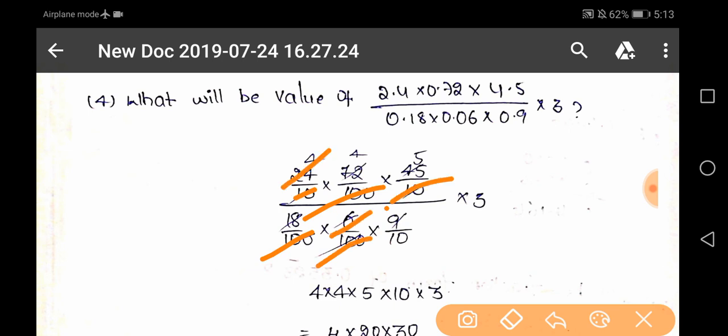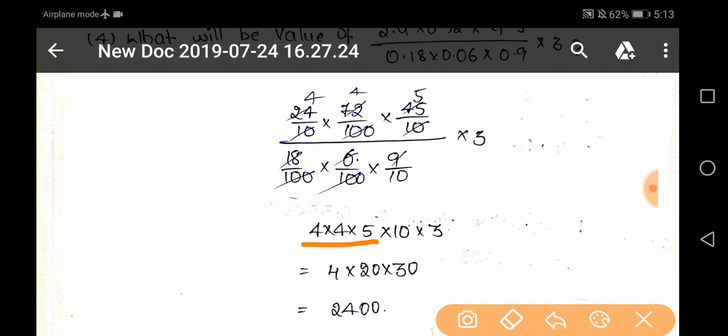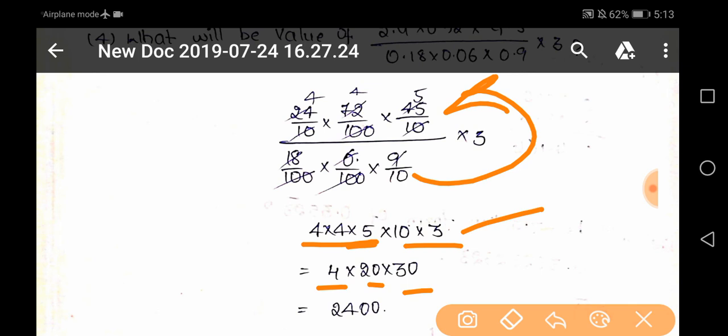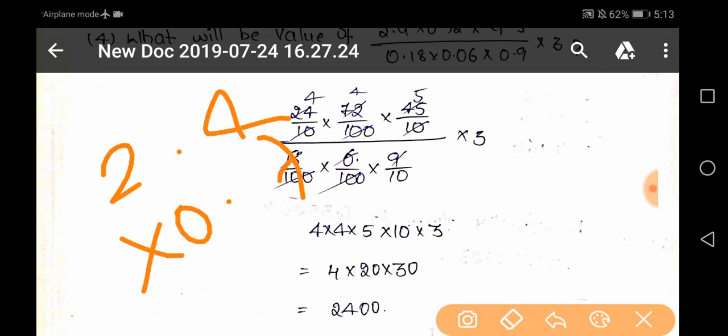So 6 ones are 6, fours are 24, and 18 ones are 18, fours are 72, and 9 ones are 9, fives are 45. So here 4 into 5, and this 10 will be in the numerator, right? So into 10 into 3, it is nothing but 5 fours are 20 and 10 threes are 30, into 4. It is nothing but 2400. This is how we will solve it. If you do it with 2.4 into 0.72 and keep the points, it takes our time. In aptitude, how much time you are reducing is what is most important.